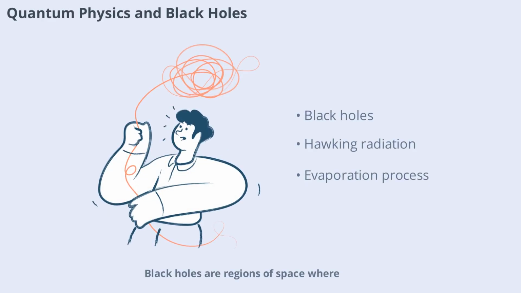Black holes are regions of space where gravity is so strong that nothing can escape. Quantum physics has helped us understand black holes better, especially through the concept of Hawking radiation. This is a process where black holes can slowly lose mass and energy, eventually evaporating over time. Quantum physics continues to reveal new mysteries about these fascinating objects.